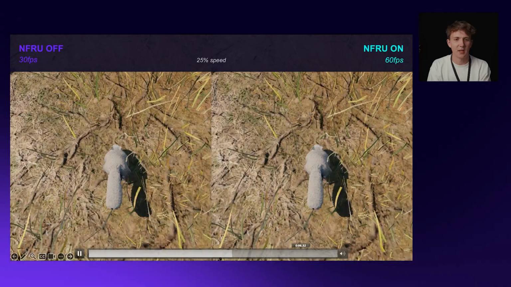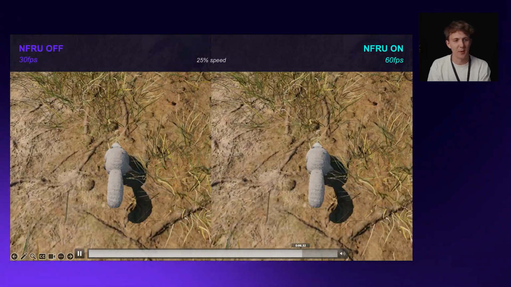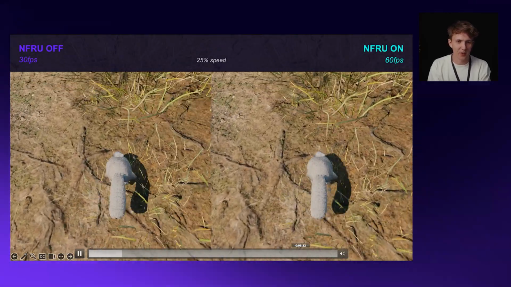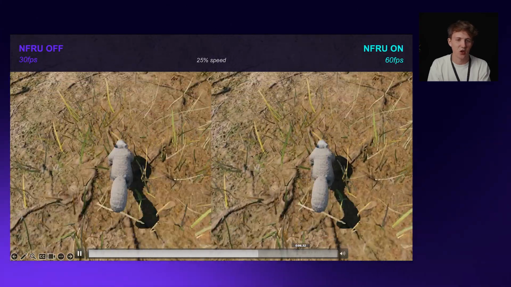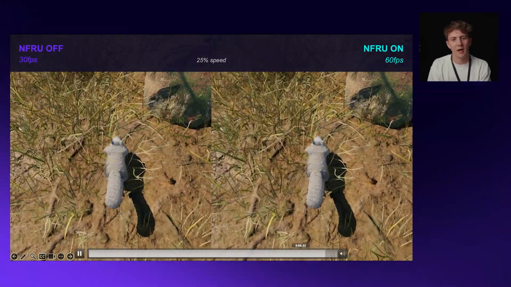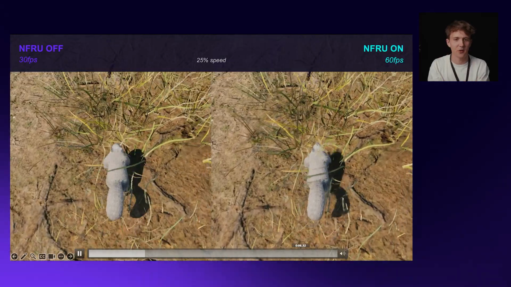So as you can see, this is the video of the previous frame. On the left is the input and on the right is the output, and you can see this squirrel's shadow is nicely tracking, and there's no beating artifacts or flickering.